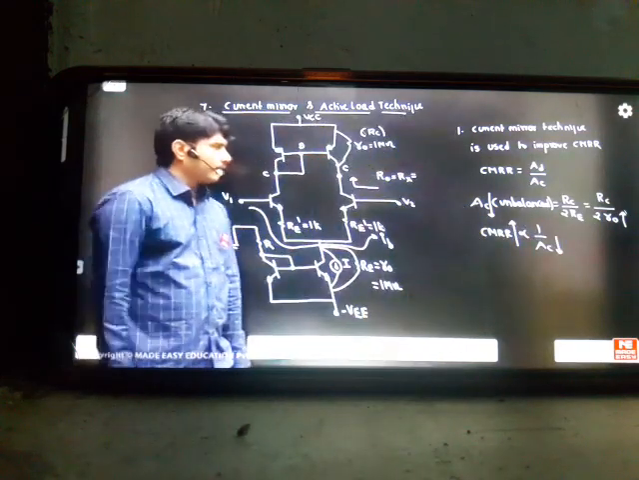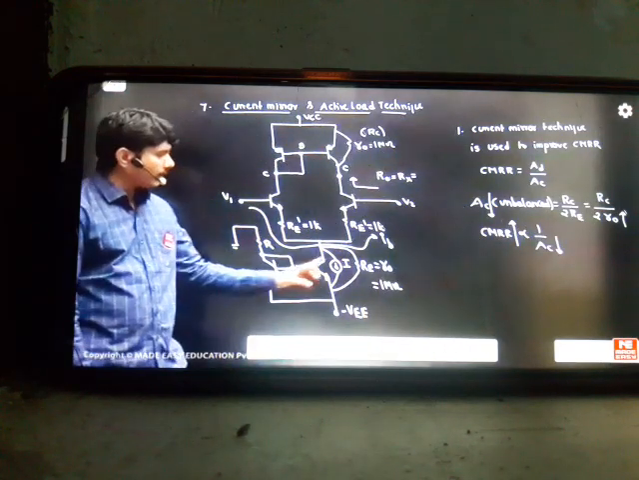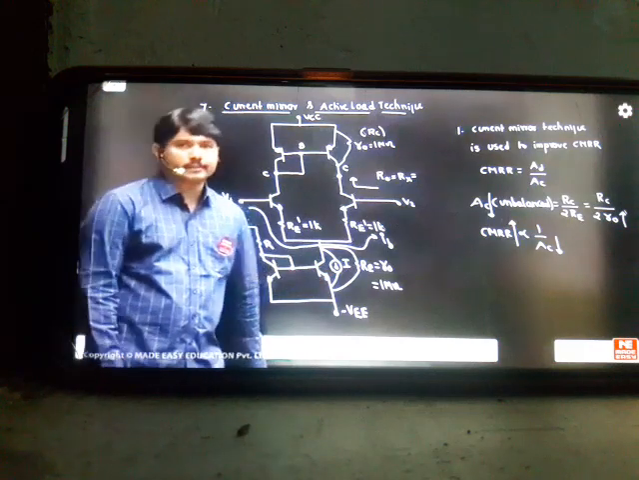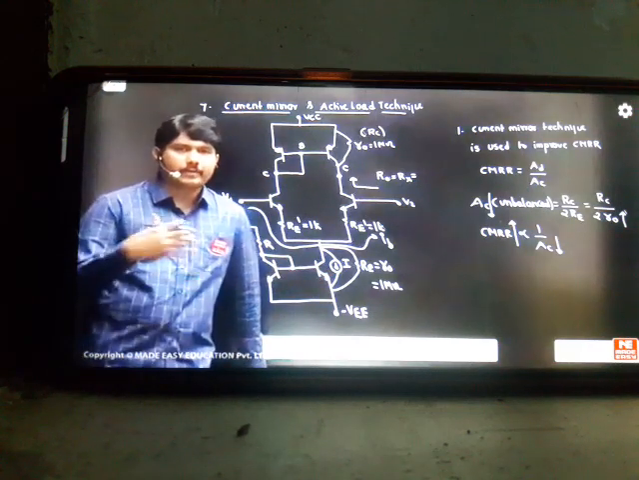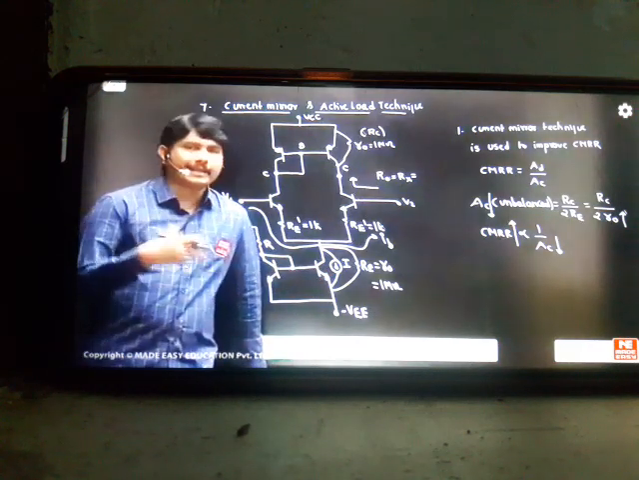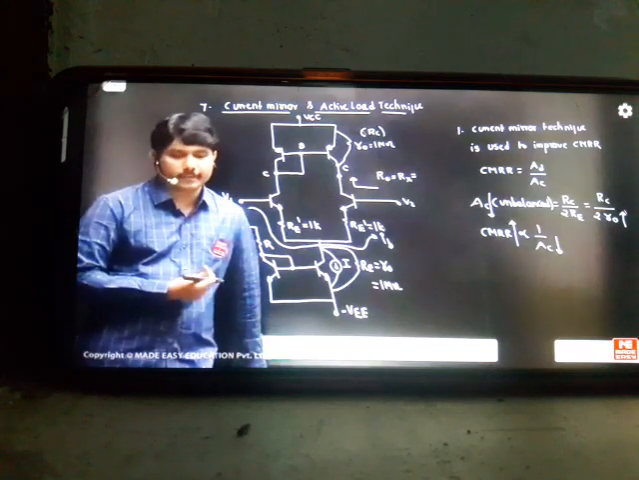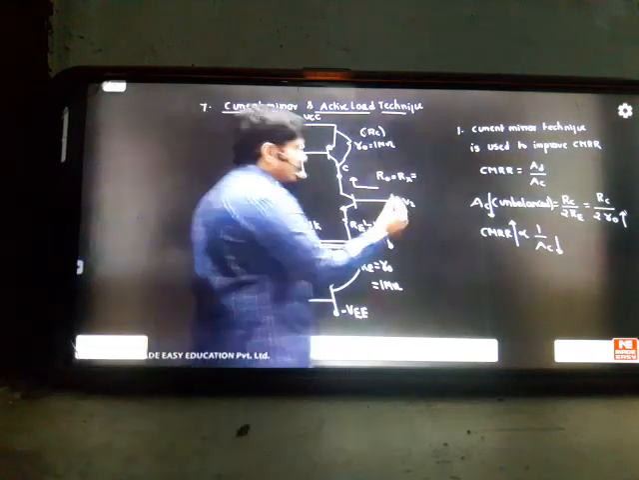So this is one effect I have made in the class. If RE is very, very high, CMRR will increase because AC will decrease, since AC is inversely proportional to RE. If you can increase RE, the common mode gain will decrease such that your CMRR, the common mode rejection, will increase. That is the importance of the current mirror.